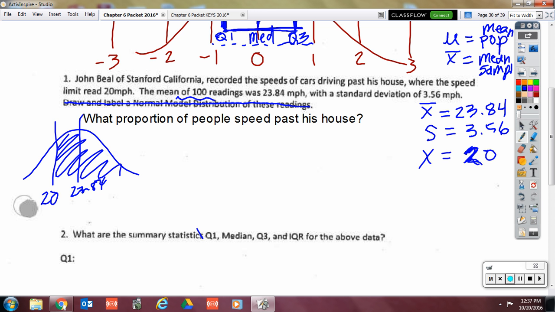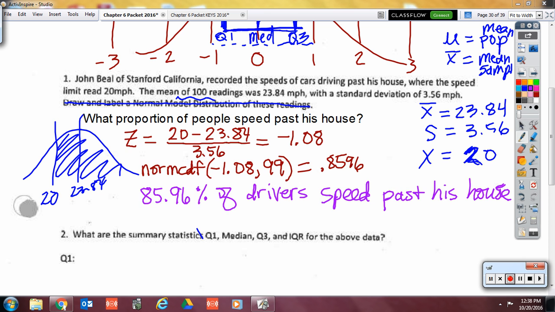So, let me give you a moment to try that one. Go for it. Okay, so I got my z-score with an X value of 20. And then I used normal CDF to get that area from that point to infinity, so that low z-score was negative 1.08 up to 99. I hope that's the right number. I just kind of memorized that. Did anybody check it? So, what is it? Okay, so that is the percent of drivers that speed past his house.